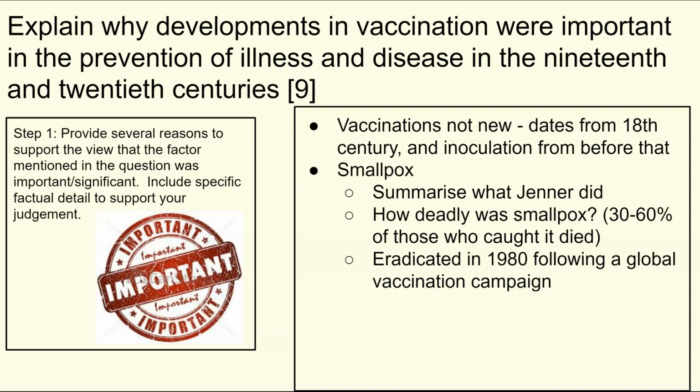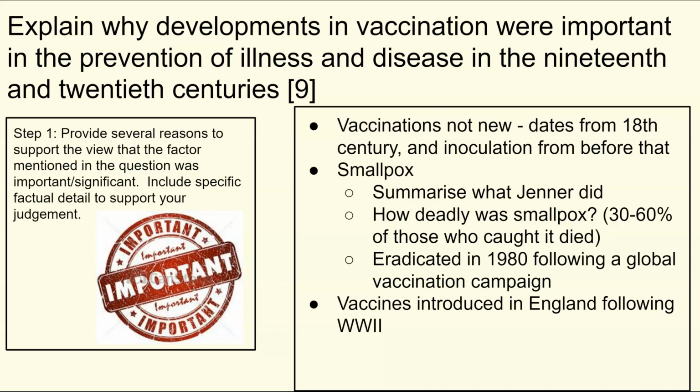So you're able to almost tell a very short story within this first paragraph. You can summarise what Jenner did, how he came up with the idea, what the idea was, linking it to cowpox, talking about how deadly smallpox was, and then talking about how it's been eradicated by 1980. So you've got a very clear journey, a very clear story that indicates how important this prevention was.